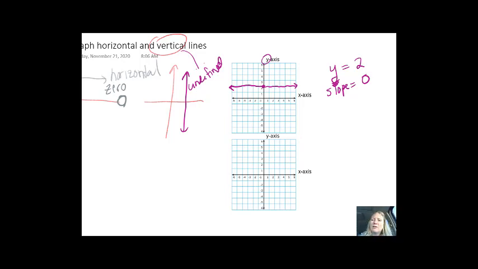Okay, so what if it was x equals 2? So that means the x-intercept is 2, so I go to 2 on the x. That means all x's are 2's. Every x is 2. So that means I have a vertical line at 2. So this is a vertical line. Its slope is undefined because it's x equals 2.